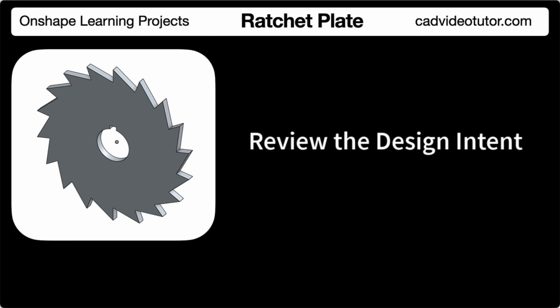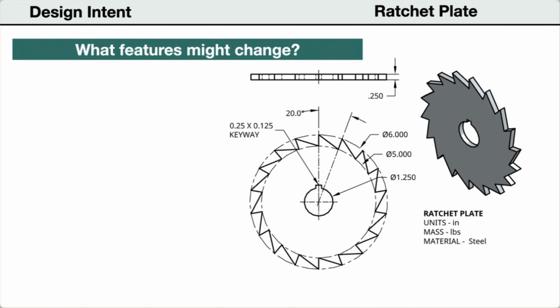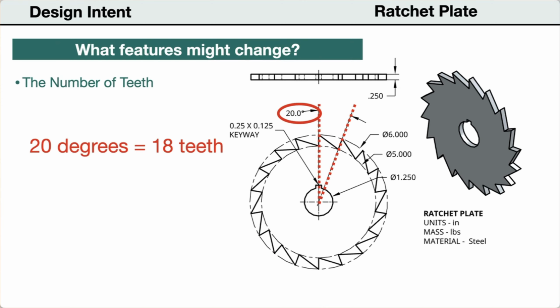Next, let's establish our design intent. To start, we need to identify any features that might be changed or revised during the design process. First, the number of teeth around the outside may need to be increased or decreased. The angular length of each tooth is directly related to the number of teeth. Currently, an angle of 20 degrees per tooth results in a total of 18 teeth. That is 360 degrees divided by 18 equals 20 degrees.